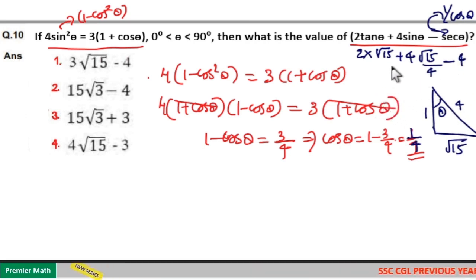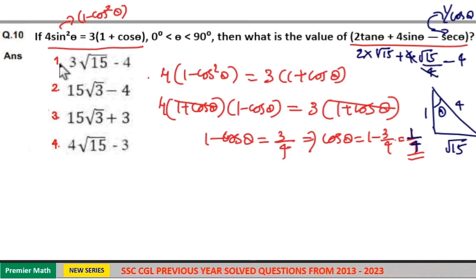Now this is equal to 2 root 15 plus 15 is equal to 3 root 15. So 3 root 15 minus 4. Option 1 is your answer.